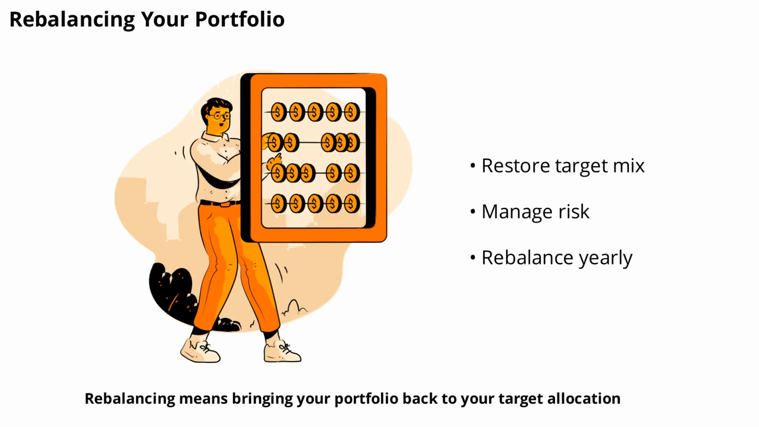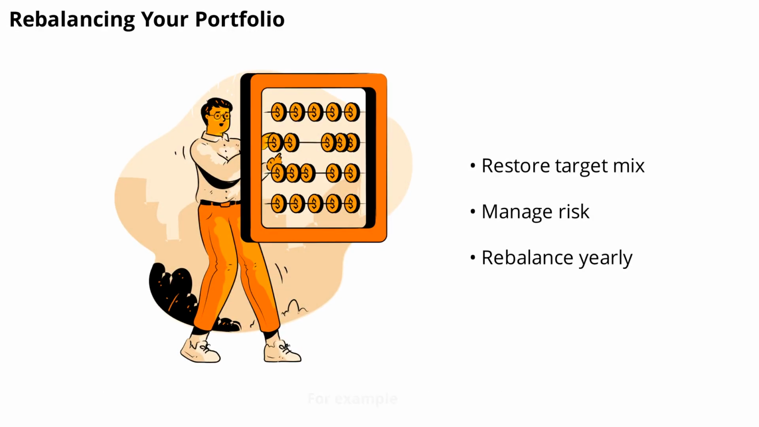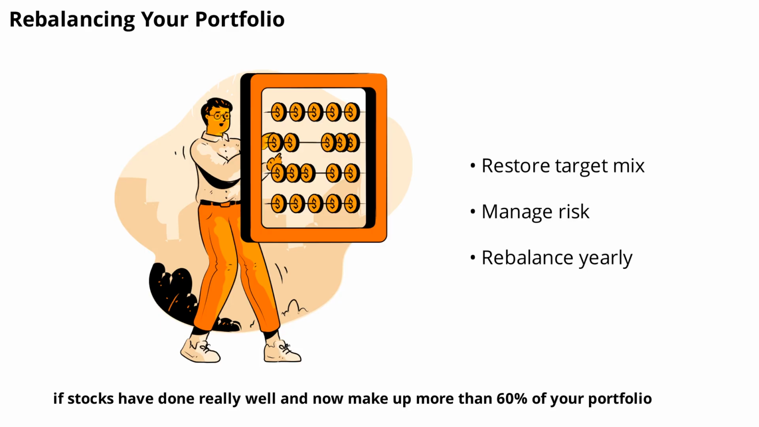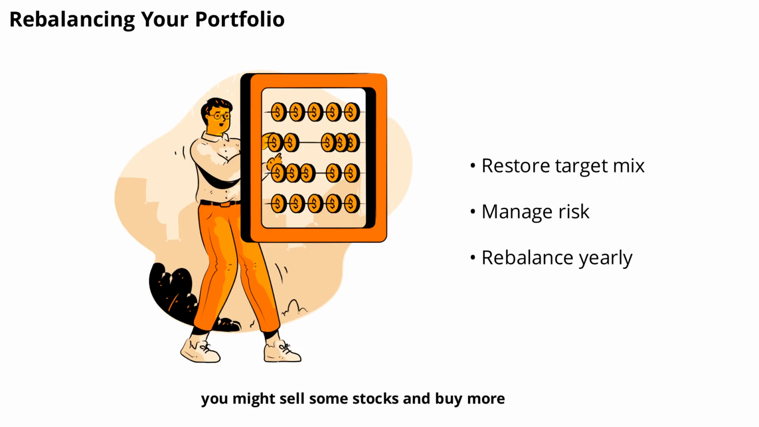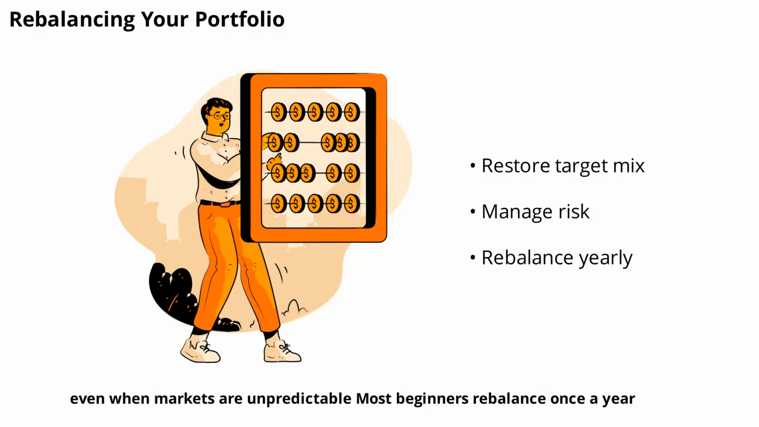Rebalancing means bringing your portfolio back to your target allocation. For example, if stocks have done really well and now make up more than 60% of your portfolio, you might sell some stocks and buy more bonds or cash to restore your original mix. This process helps you manage risk and stick to your plan even when markets are unpredictable. Most beginners rebalance once a year, but you can do it more or less often depending on your needs.